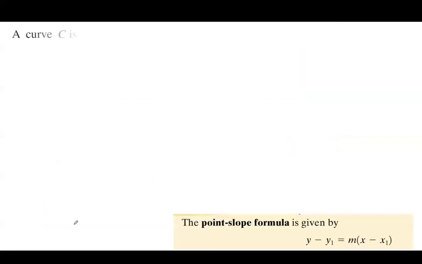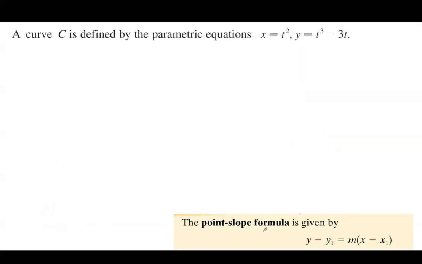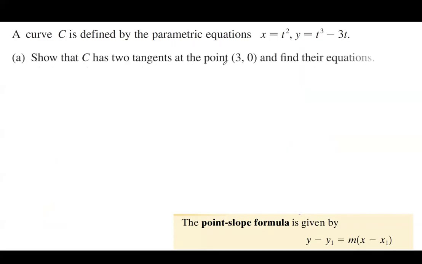Let's take a look at one example. And remember that here we're going to use the point-slope formula from algebra to find the equation of the tangent line. You have a curve C, which is identified by the parametric equations x equals t squared and y equals t cubed minus 3t. Show that C has two tangents at the point (3, 0). So 3 is your x and 0 is your y. Find the equations of the tangent lines as well.